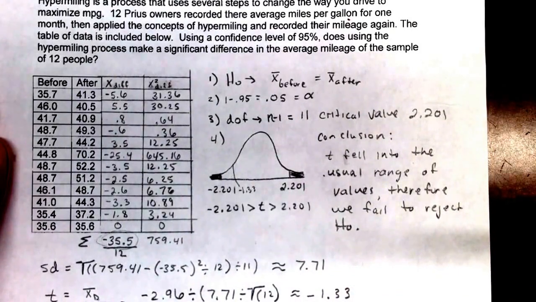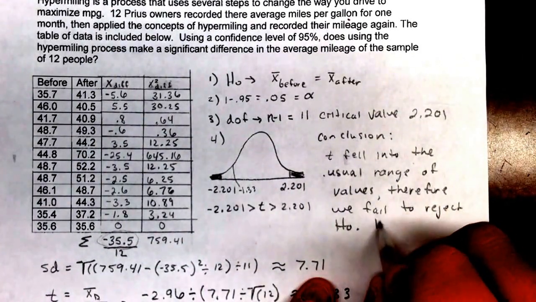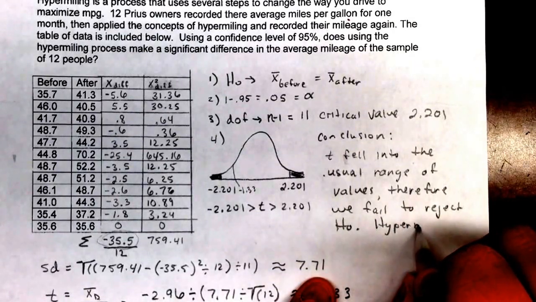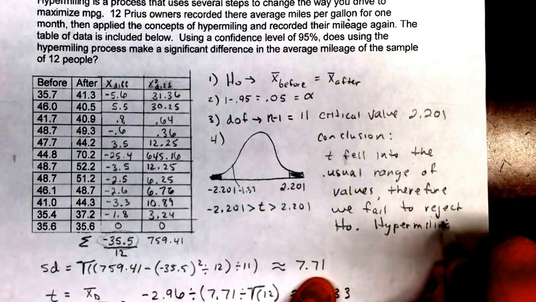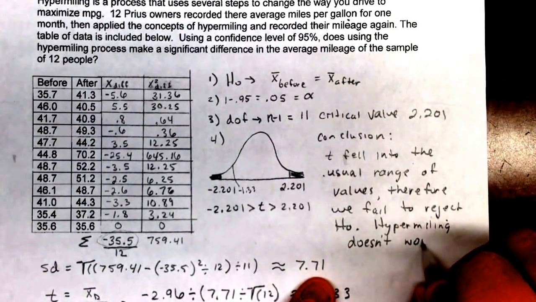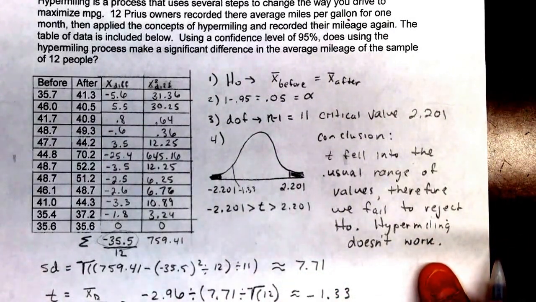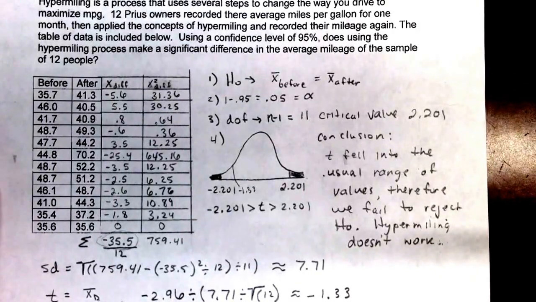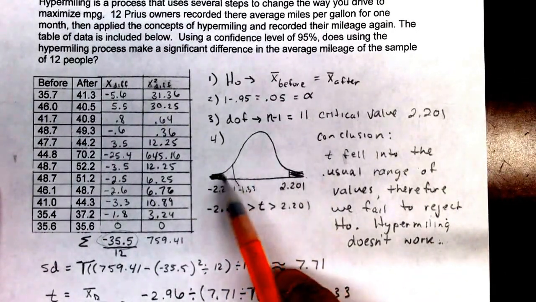And then your final statement just says whether it worked or not. So we're going to say hypermiling doesn't work. And that's our normal statement that comes out of what we're talking about. It's for normal people to understand. At the end of the study, you're going to want to put it in normal terms, and that is, it doesn't work because it did not go outside the range of usual values.